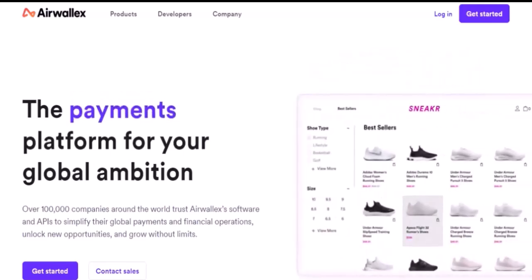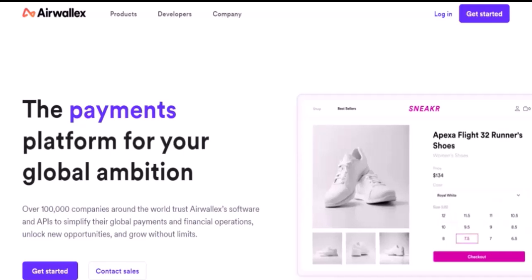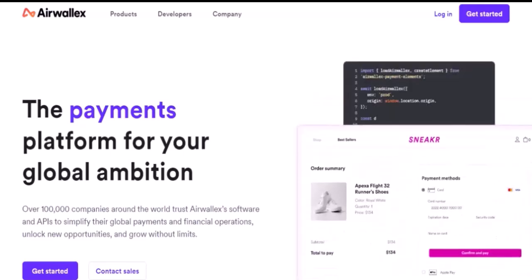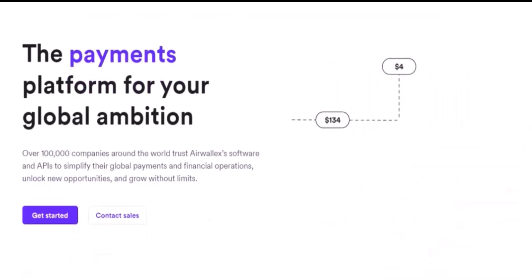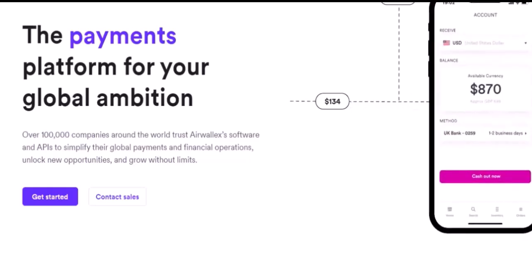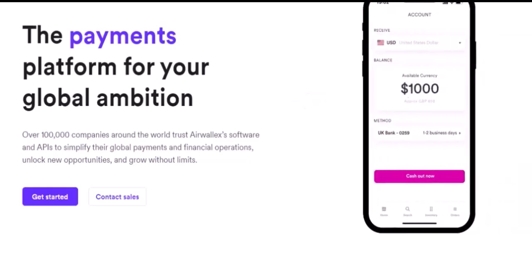Key features of Airwallex. Global accounts. Airwallex provides you with local bank accounts in multiple currencies. This means you can receive payments directly from customers in their local currency, eliminating the need for currency conversion fees.